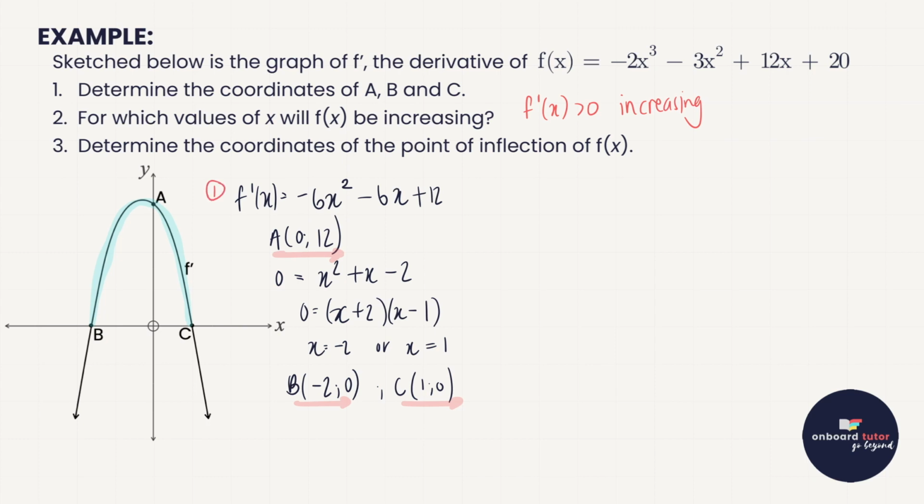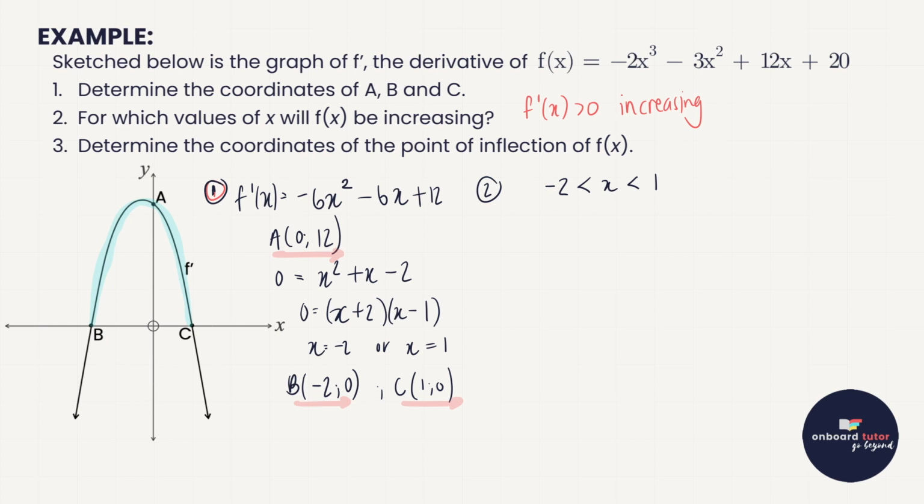Okay, so that was question 1. Let's do it all in the same color pen. Okay, question 2. When x is bigger than minus 2 and smaller than 1, it is increasing. What happens if it's equal to? That means I'm going to start including turning points, and at the turning point it's neither increasing nor decreasing. Be careful. Okay, and then finally, determine the coordinates of the point of inflection.